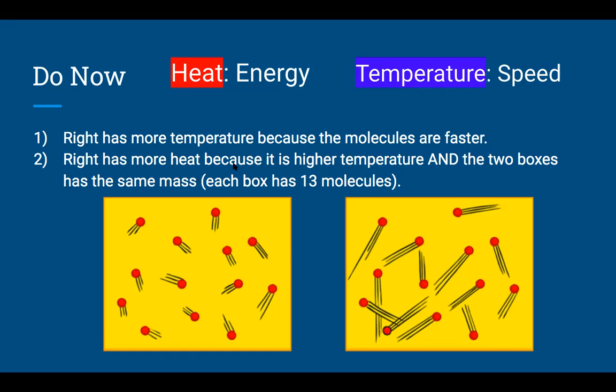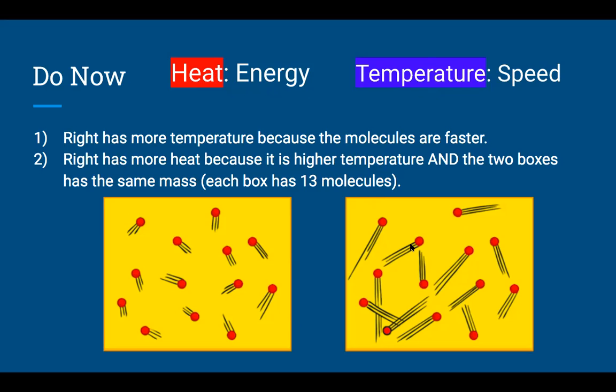The right also has more heat because it has more temperature. Remember, heat depends on speed, and it also depends on mass. So if we're saying, wait, but Murray, it also depends on mass, what about the mass?